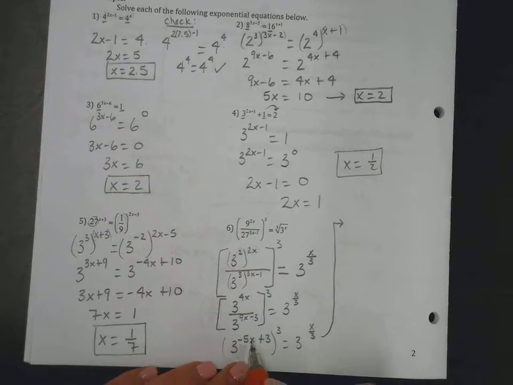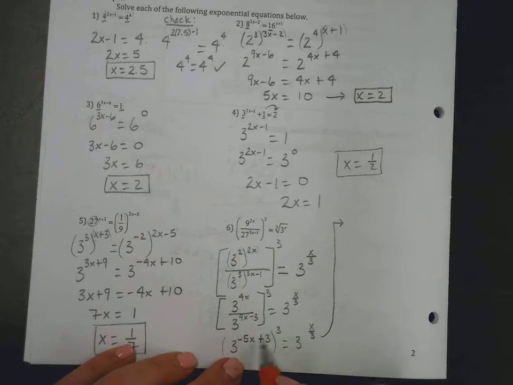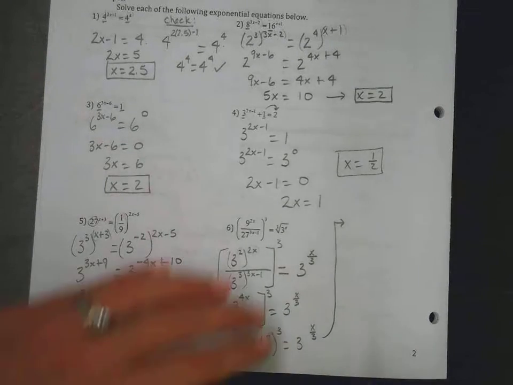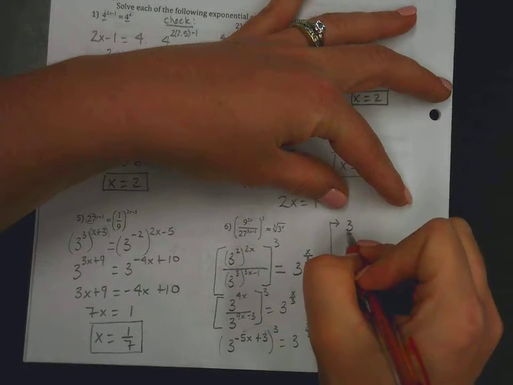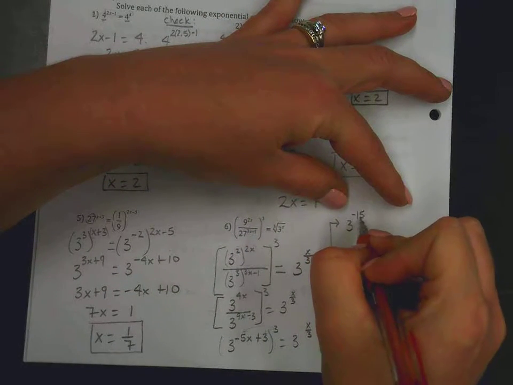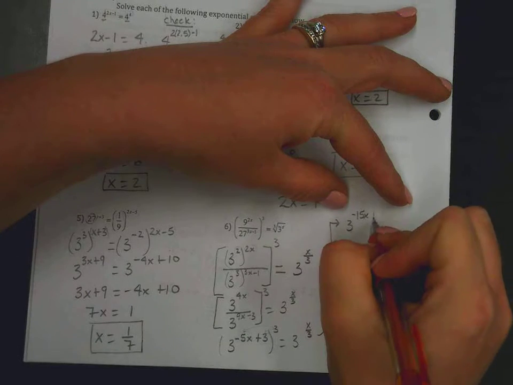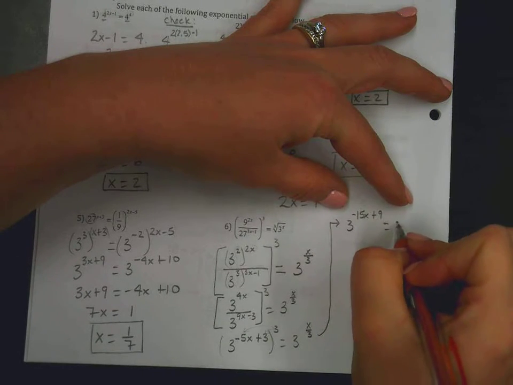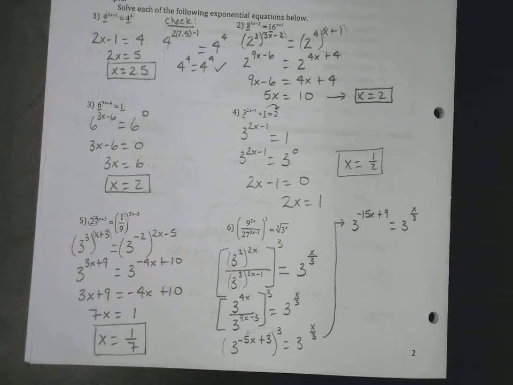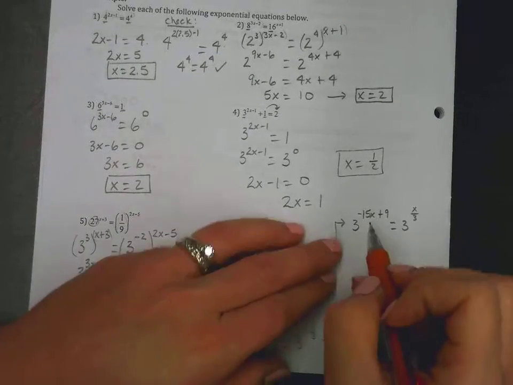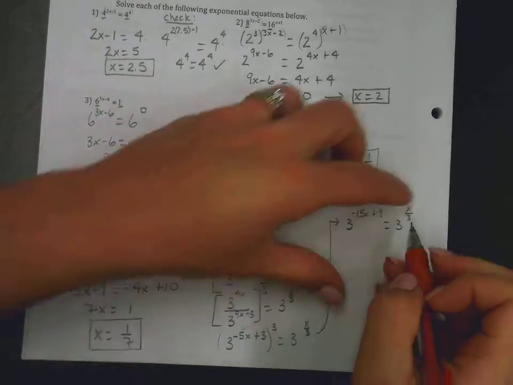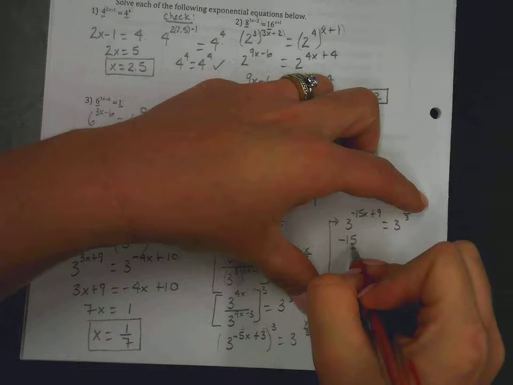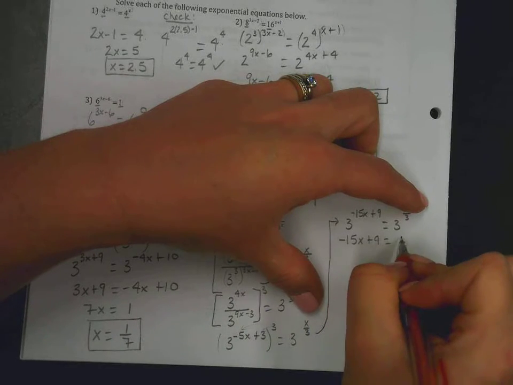So now, power to a higher power, we want to multiply these exponents. So this becomes 3 to the negative 15x plus 9 equals 3 to the x. All right, so now that these are finally in a common base, I can solve this exponential equation.